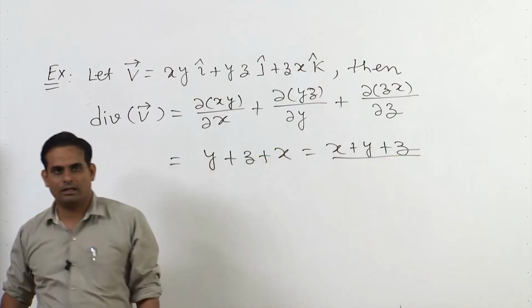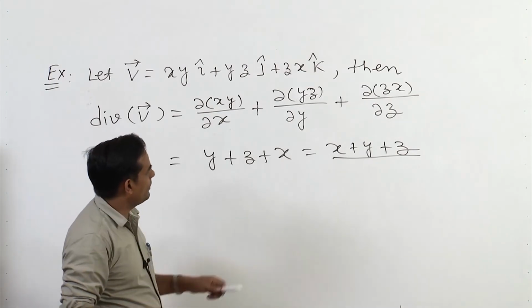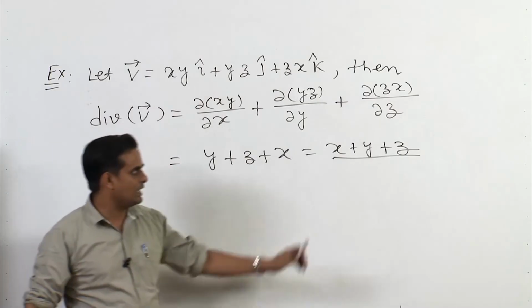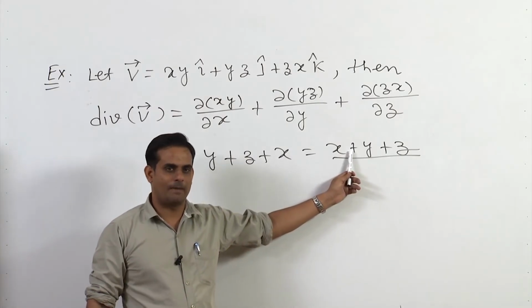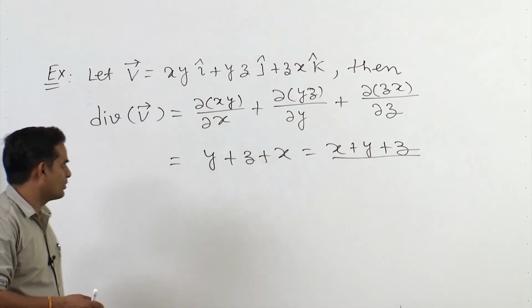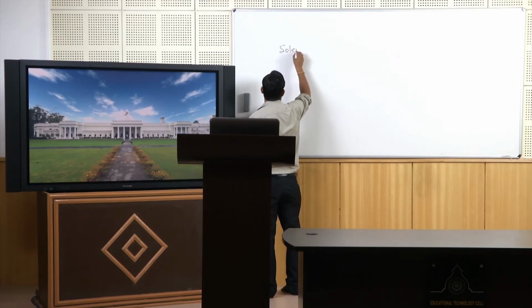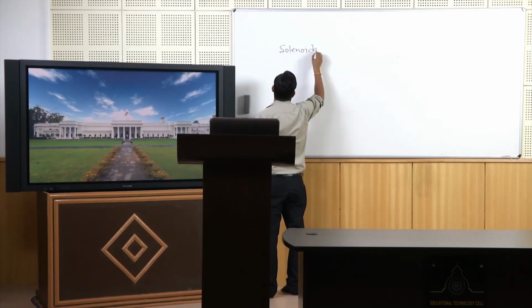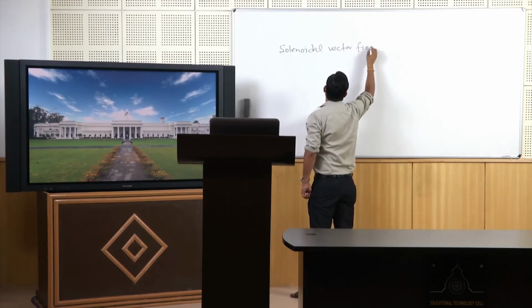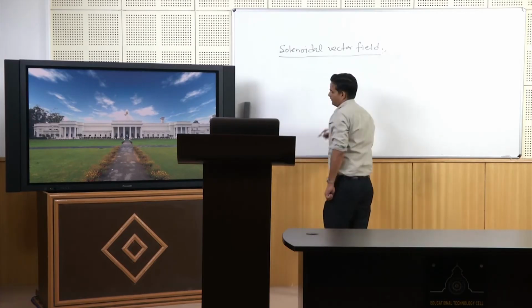So, you can calculate this in a very easy manner. Moreover, another point you can note down is that the divergence of a vector function is a scalar function. Another terminology, let me take: solenoidal vector field.